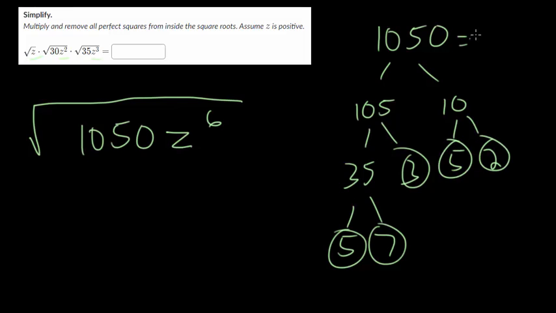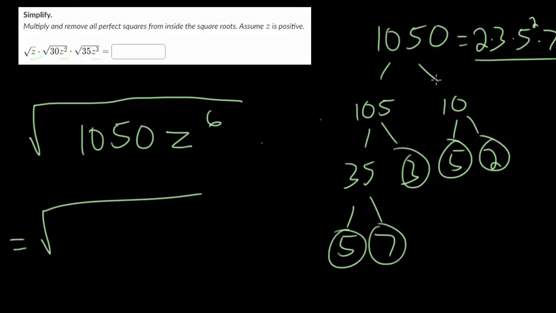It's got two 5s. Well, let me do 2 times 3 times 5 squared times 7. So this is the prime factorization of 1050, and we can use that to help simplify it under the square root. So this will be equal to root 1050, but that's just 2 times 3 times 5 squared times 7. So I'll write 5 squared first, and then 2 times 3 times 7. So all three of these will have to stay on the inside since none of them are perfect squares.